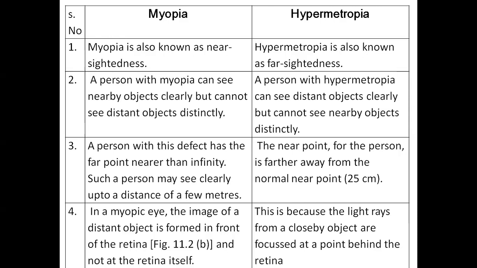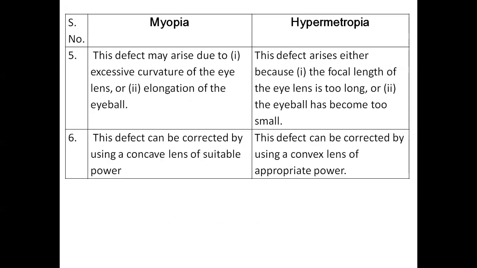Now in a myopic eye, the image of a distant object is formed in front of the retina, as we showed in our image, not at the retina itself. But in hypermetropia, light rays from a close-by object are focused at a point behind the retina. So in myopia, how is it possible? This defect may arise due to excessive curvature of the eye lens or elongation of the eyeball.